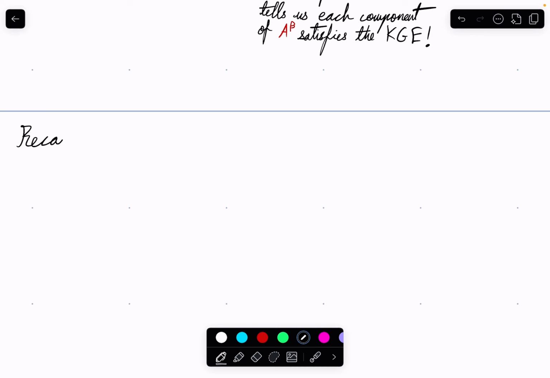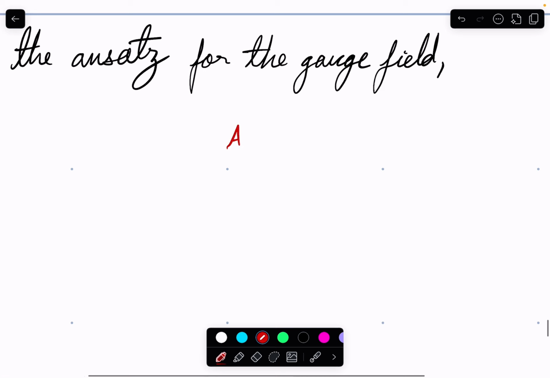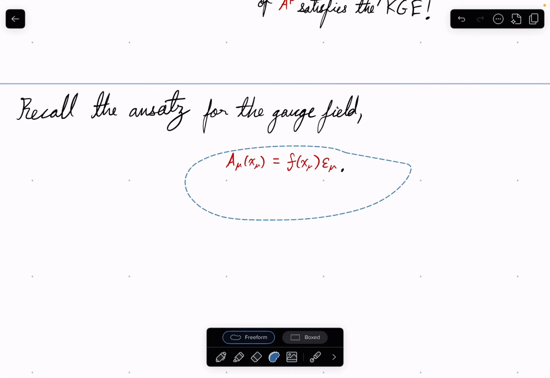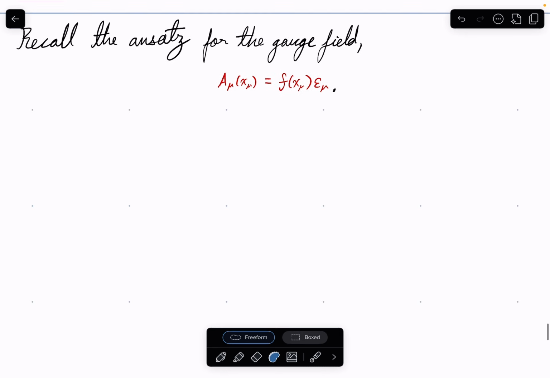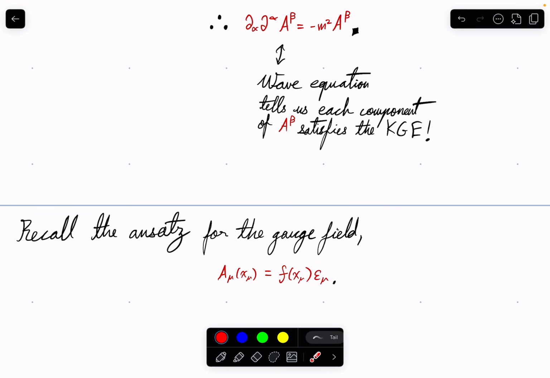So recall the ansatz for the gauge field. That is A mu of x mu equals F of x mu epsilon mu, where epsilon mu is the polarization and F of x mu is the space-time structure. We can plug this into this wave equation.